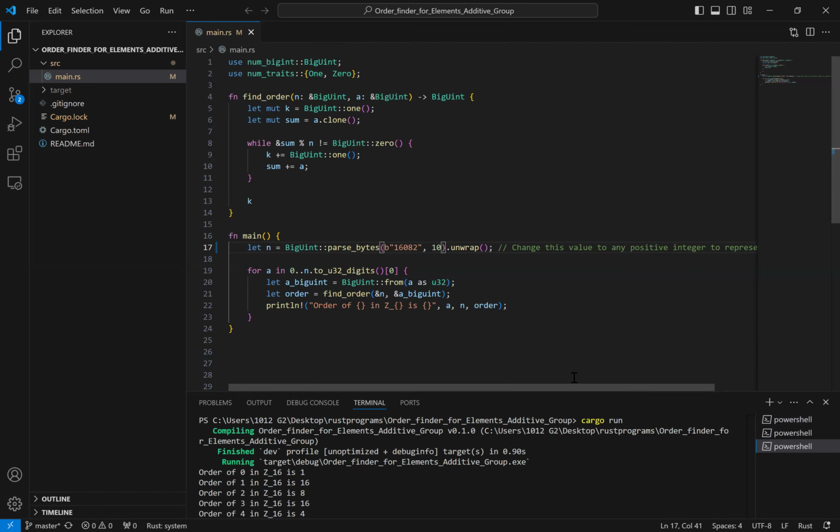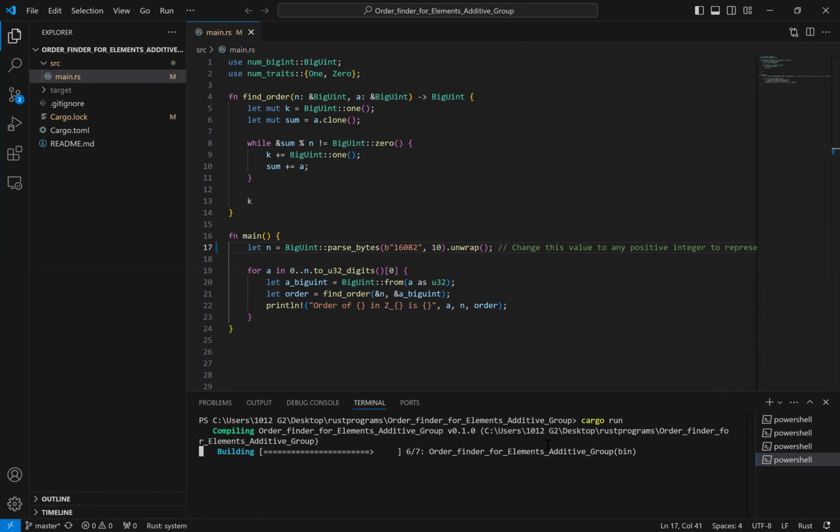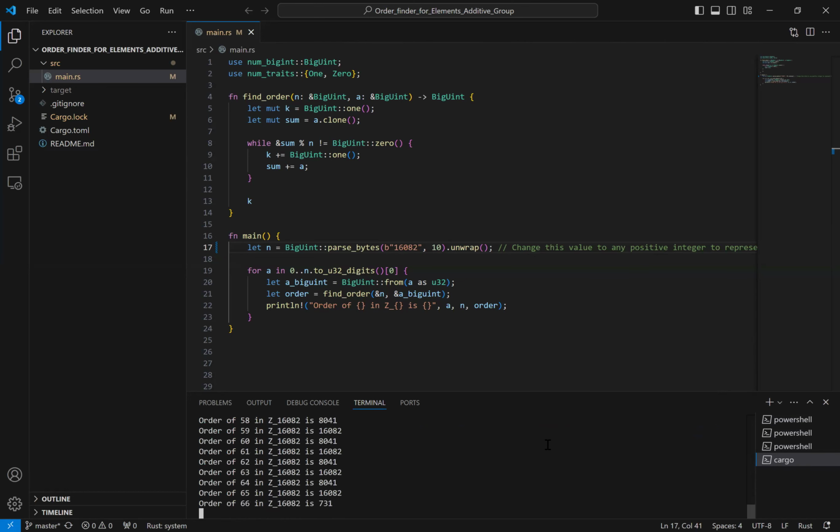We have elements from 0 up to 16,081. Those are very many elements. Let's see how long it will take to do that. It's finding the order of every element. Once it's done, it stops.